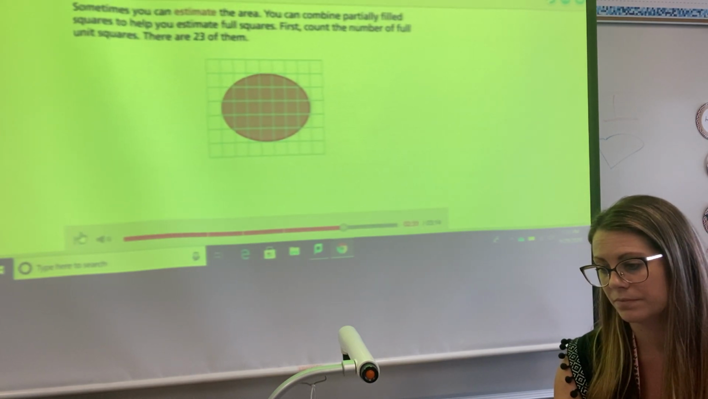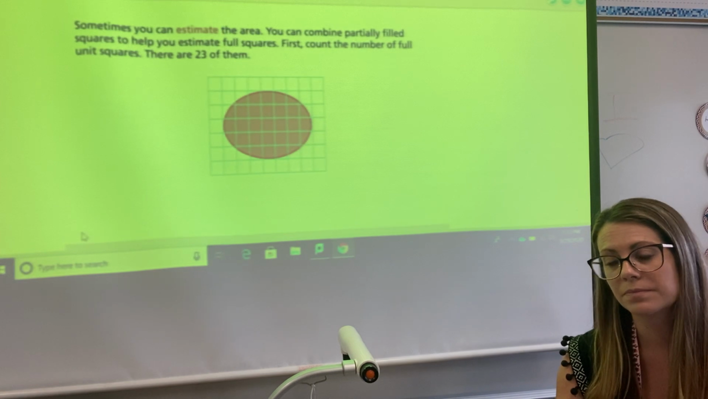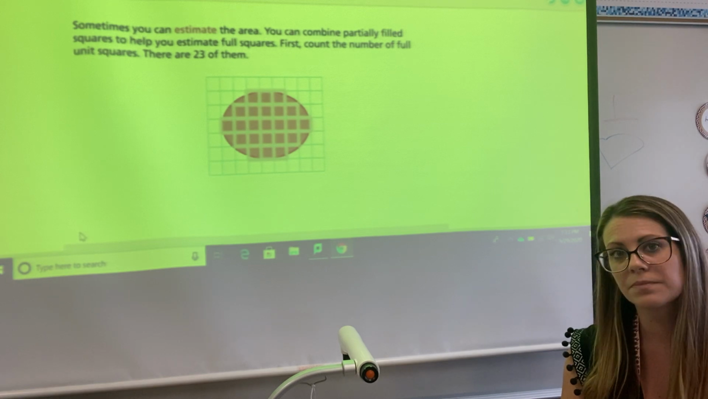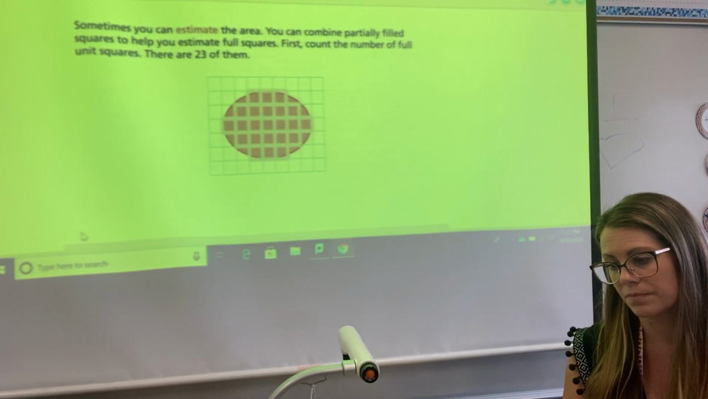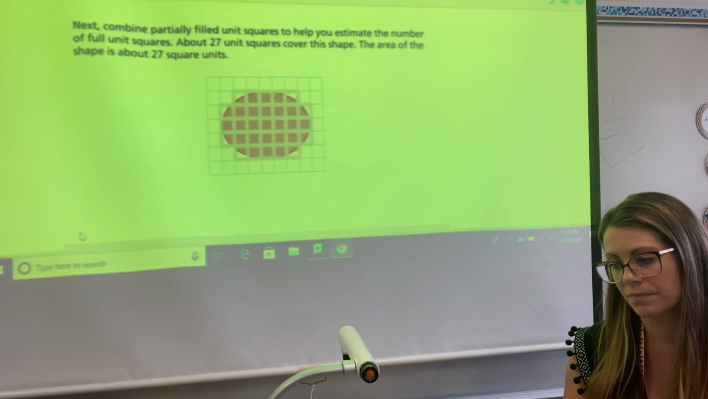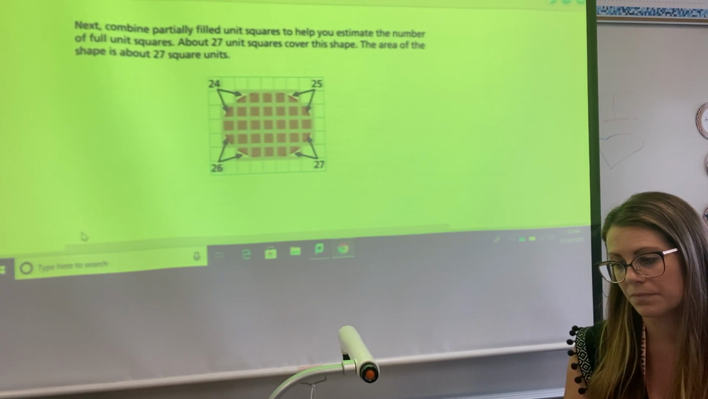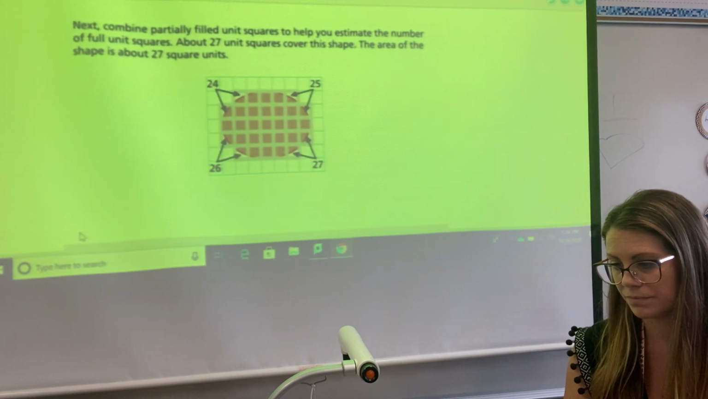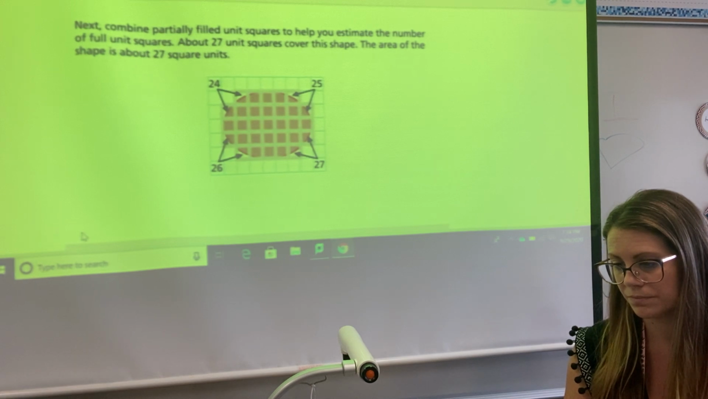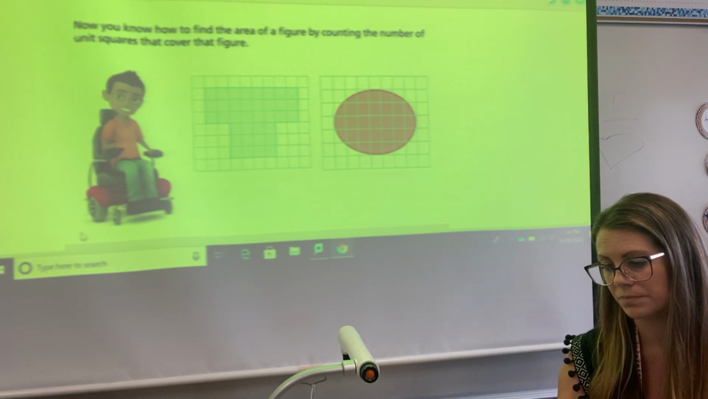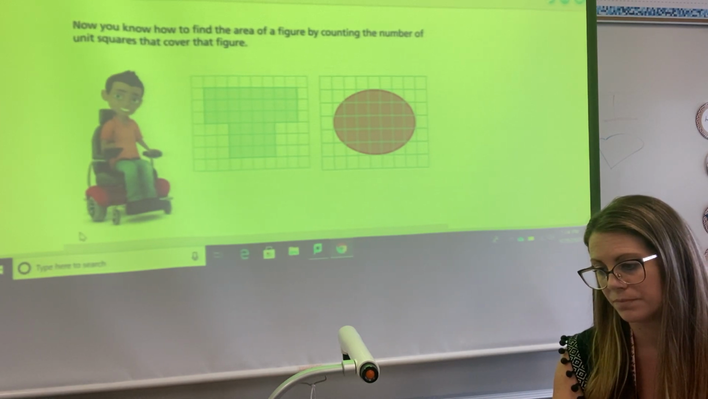Sometimes you can estimate the area. You can combine partially filled squares to help you estimate full squares. First, count the number of full unit squares. There are 23 of them. Next, combine partially filled unit squares to help you estimate the number of full unit squares. About 27 unit squares cover this shape. The area of the shape is about 27 square units. Now you know how to find the area of a figure by counting the number of unit squares that cover that figure. Great job!